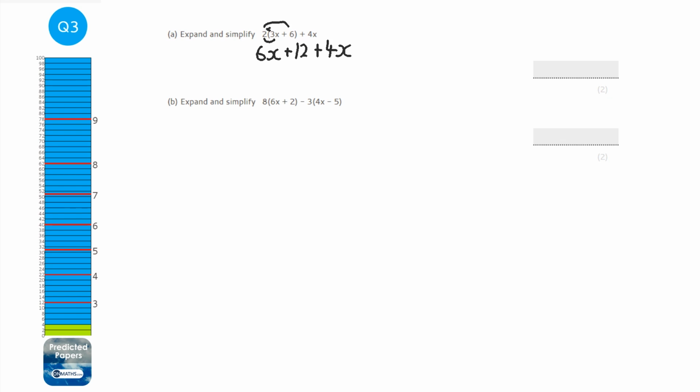Then I'm going to collect like terms. Now the like terms we have is the 6x and the plus 4x. So 6x plus 4x is 10x. And then there's nothing that we can do with the 12, so we just leave that. So it's 10x plus 12.